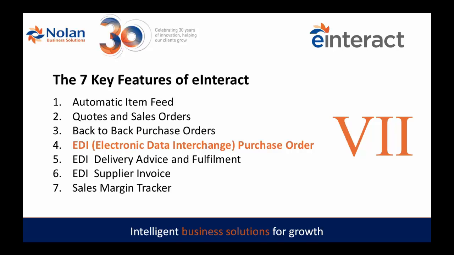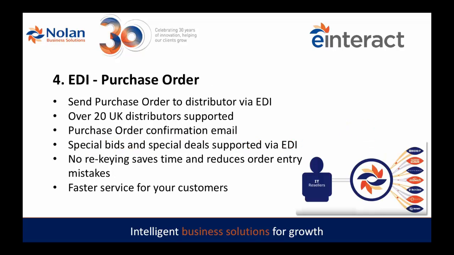The next key feature of eInteract we'll run through is Electronic Data Interchange, and this starts with the purchase order transaction. This means we can send our purchase orders out to our distributors via Electronic Data Interchange, via EDI. It means the system sends it directly into their ERP system via our partner OneTrail.